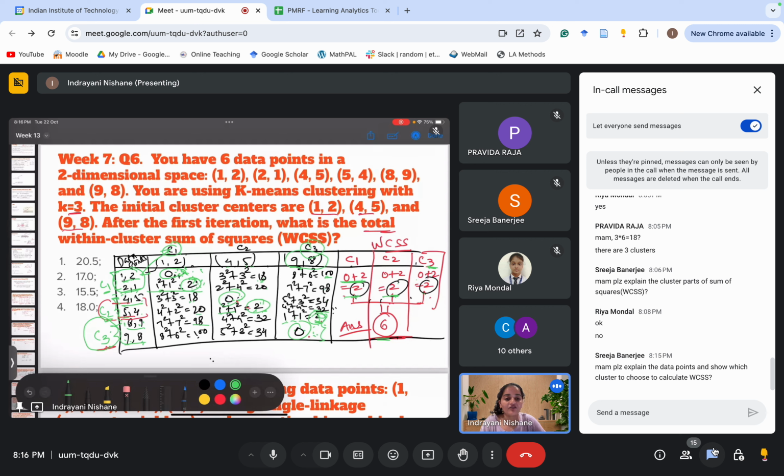This is what I have done, very step by step. Every step I have mentioned in detail, how we computed. So it should be very clear from this table how we are computing this sum of squares and how we are assigning these clusters. Every step I have color coded.